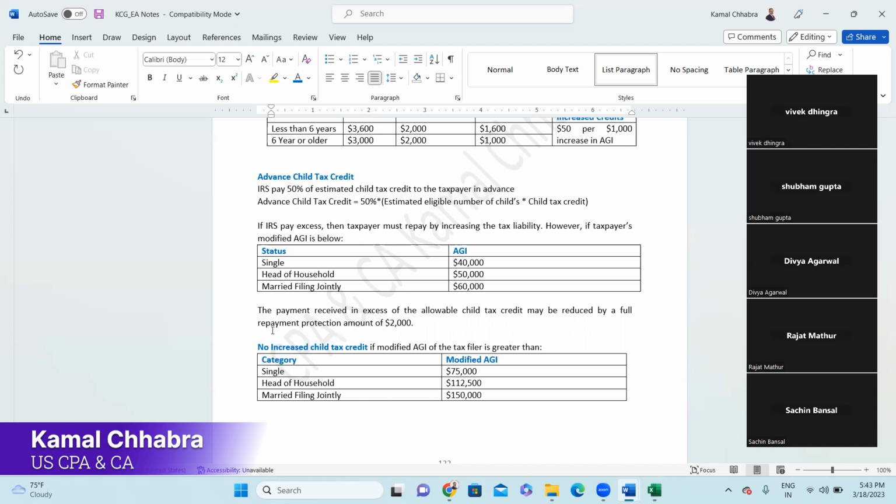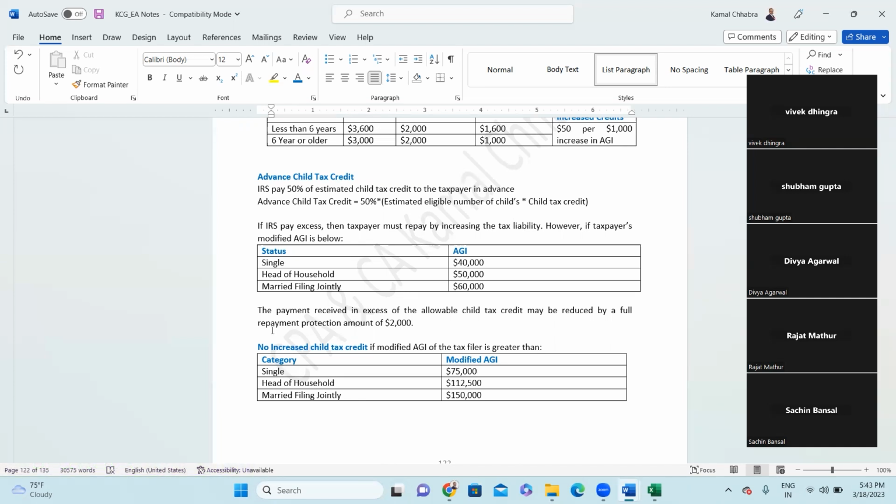So what does it mean? IRS pays 50% of the estimated child tax credit to the taxpayer in advance. And if for any reason the advance tax credit is more than the expected refund, then that can be added in the future to the tax liability of the individual taxpayer. So advanced child tax credit is equal to 50% of the estimated eligible number of children multiplied by the child tax credit. That's how you can do the math. But if for any reason you have received more tax credit or refund, then you need to pay it back as a tax liability.